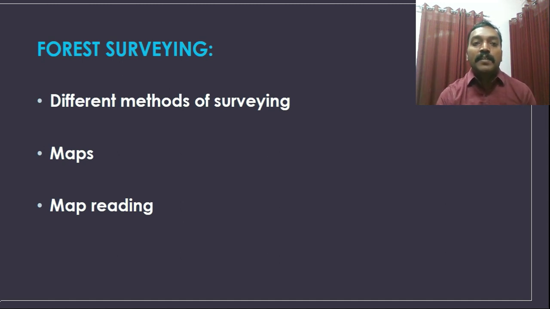Followed by the different methods of surveying, we will also be studying maps. What is a map, and how is map reading helpful in day-to-day forest management? The common maps used in the forest are the revenue map and the geographical topo sheets. We will be studying in detail the various scales and the various types of maps used in forestry, and how to identify the forest boundaries is also dealt with in detail here. So in forest surveying, we will be studying surveying, the different methods of surveying, maps and map reading.